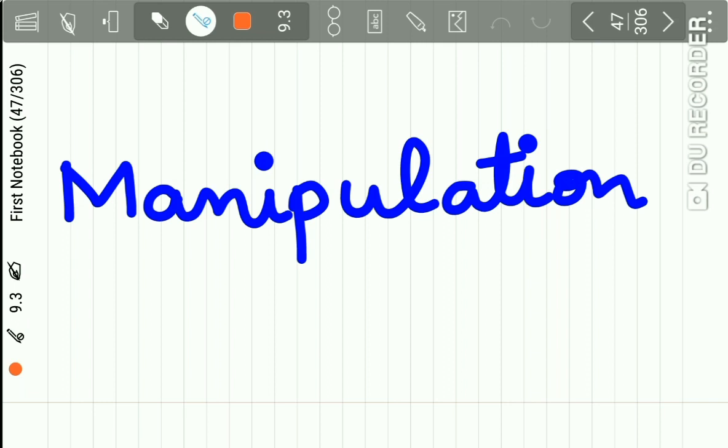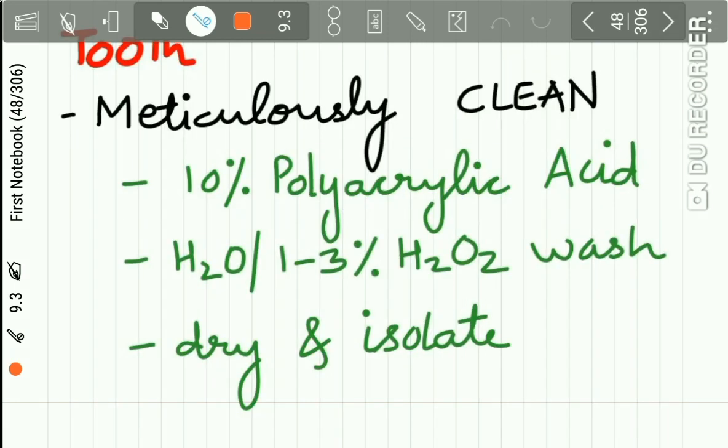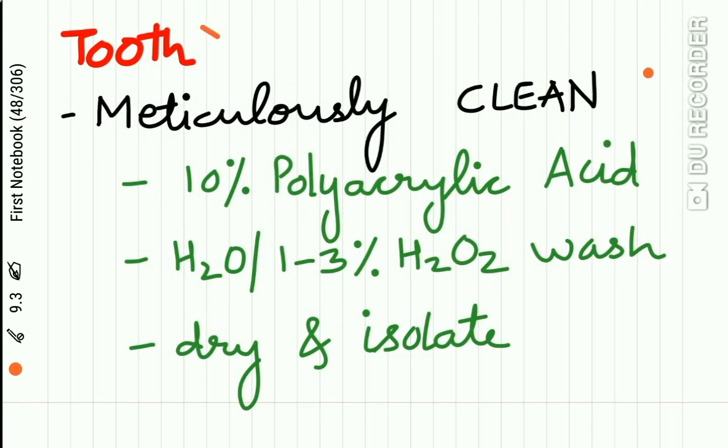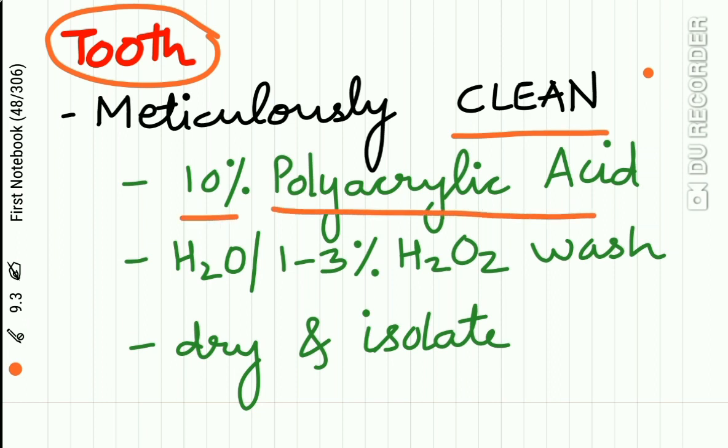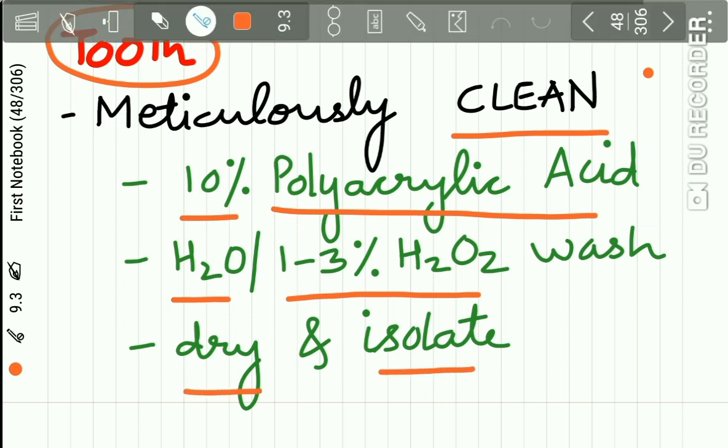Now, talking about the manipulation of the zinc polycarboxylate cement. First, the tooth preparation. It should be meticulously clean. This cleaning procedure can be done by rinsing the tooth with 10% polyacrylic acid, followed by a wash with either water or 1 to 3% hydrogen peroxide. After that, the tooth is dried and isolated.